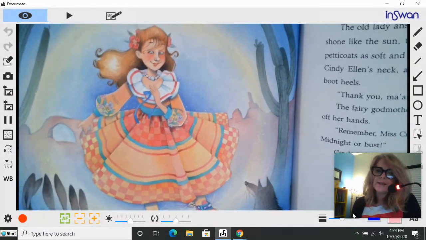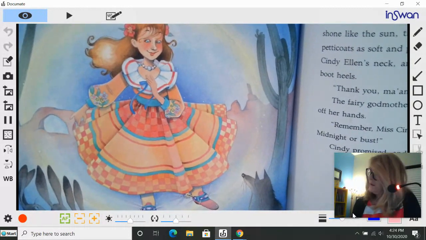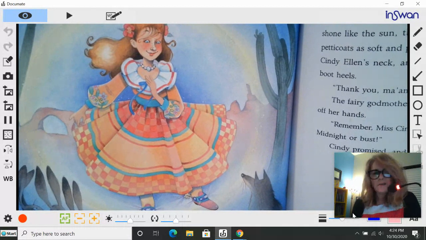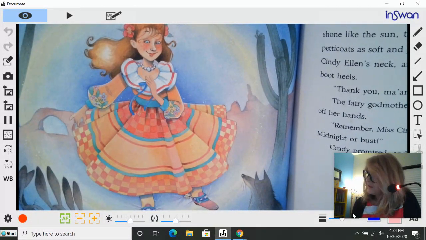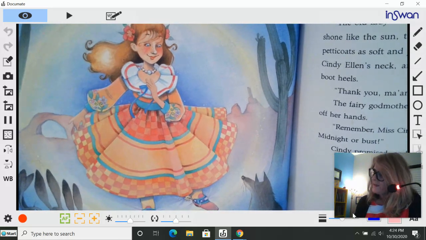So a petticoat is that little slip-like thing that you would wear under your dress that makes it all puffy. We don't really wear those anymore, but that's what they used to wear. The petticoat made it as soft and puffy as summer clouds.